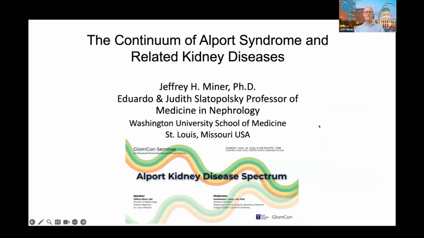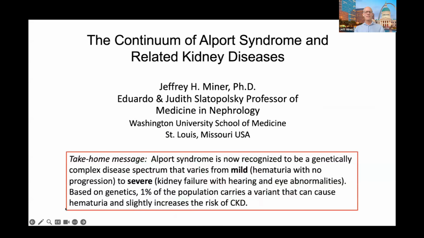Let's see if I can actually go to the next slide. So I did change my title to the Continuum of Alport Syndrome and Related Kidney Diseases. Continuum is basically similar to spectrum, but without that autism caveat.